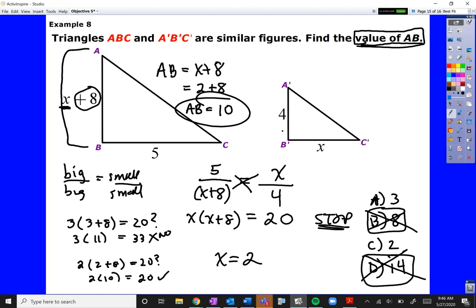Okay, so similar figures, similar triangles. Let's get on accelerated math and let's rock it.